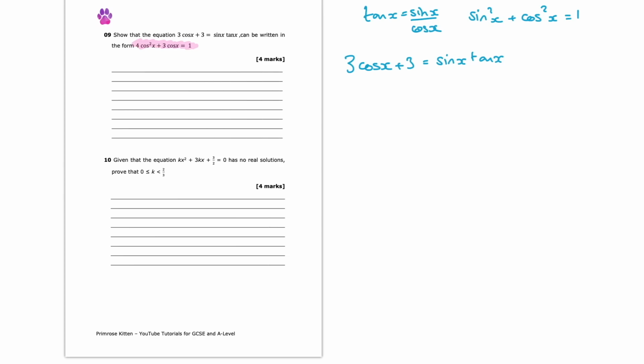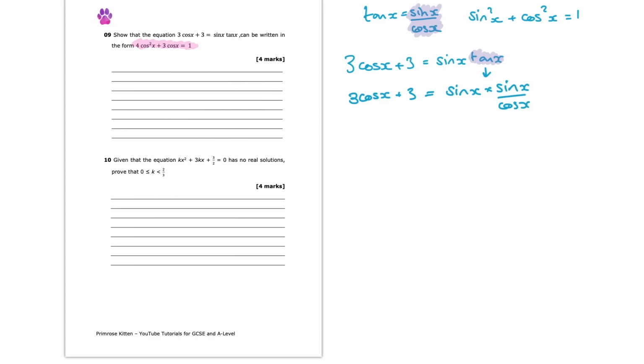So the very first thing that I would do here is take the tan x and make that substitution from that identity that we just need to know off by heart. Again, if you don't know those identities off by heart, stick them on a flashcard and just make sure that you do as soon as you can. So let's substitute this in then. So then we get left with 3 cos x plus 3 equals sine x times sine x over cos x.